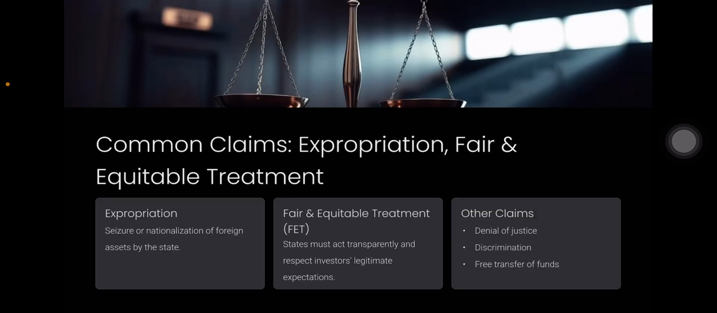The next is the common claims in investment arbitration. One of the most common is expropriation. This occurs when a state seizes or nationalizes a foreign investor's assets without fair compensation. Another key claim is fair and equitable treatment, or FET. This means that states must treat investors in a transparent, non-arbitrary way and respect their legitimate expectations. Other frequent claims include denial of justice, discrimination, and restrictions on transferring funds.